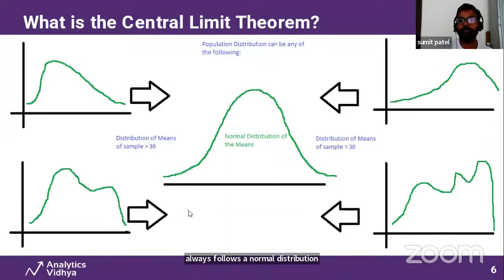That is what is meant by the central limit theorem. Irrespective of the distribution of the population, the distribution of the means of samples greater than 30, or if the population is huge then it could be 20, 25 as well, always follows a normal distribution. So that is, in short, what your central limit theorem says.